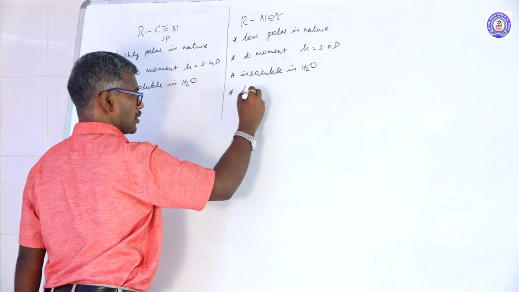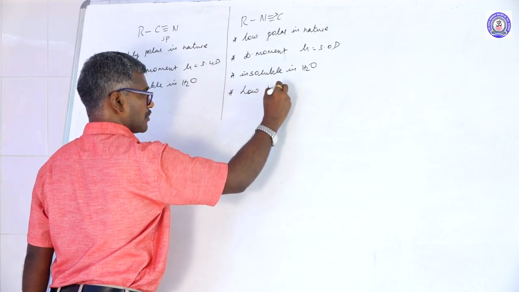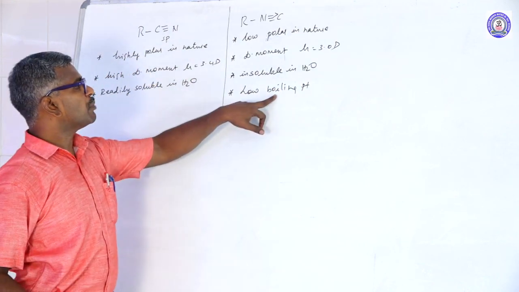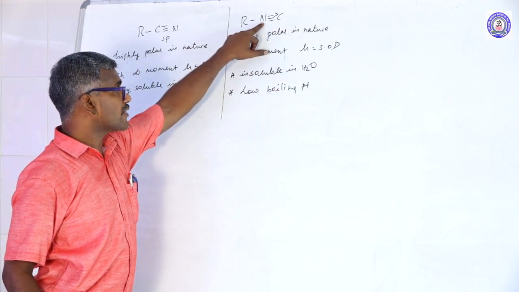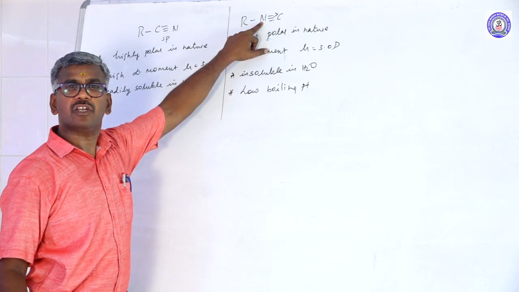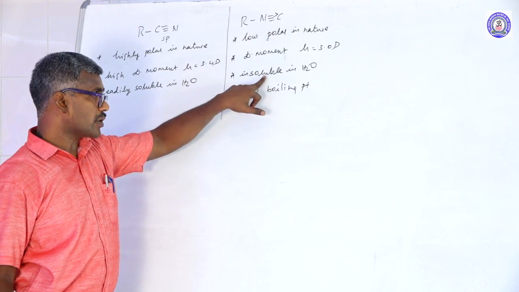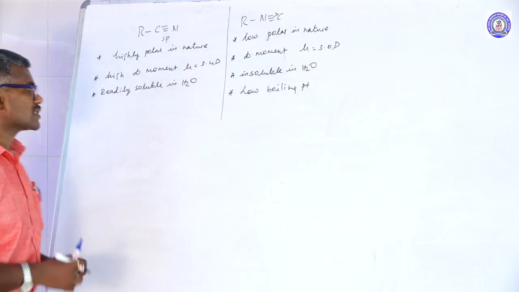Another property is low boiling point. Why does this compound have a low boiling point? Because of the absence of a lone pair on the nitrogen atom, it cannot form hydrogen bonding, so low boiling point and insoluble in water. Next, preparation.